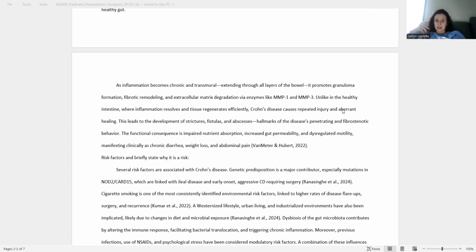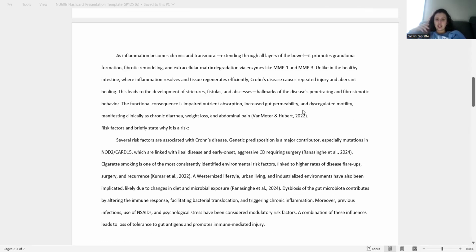Unlike in a healthy intestine, where inflammation resolves and tissue regenerates effectively, in Crohn's disease, repeated injury causes aberrant healing. This then leads to strictures, fistulas, abscesses, all hallmarks of the disease, penetrating and fibrostenotic behavior. The functional consequences are impaired nutrition, increased gut permeability, and dysregulated motility, which manifests clinically through chronic diarrhea, weight loss, and abdominal pain.